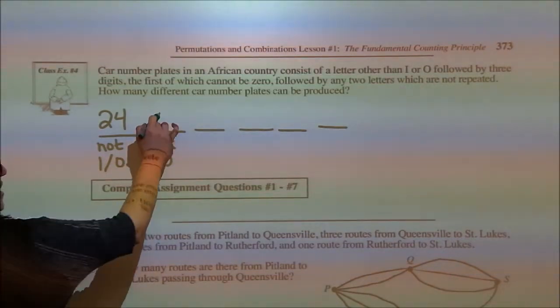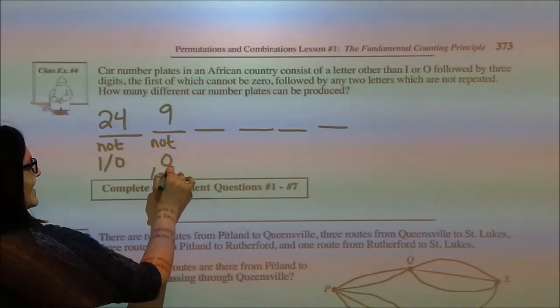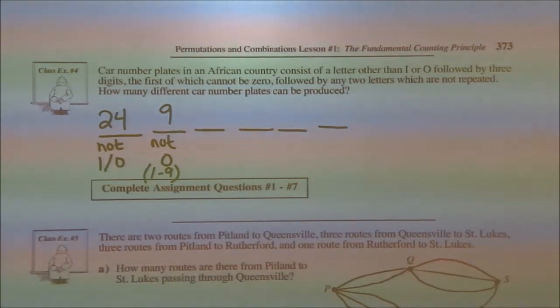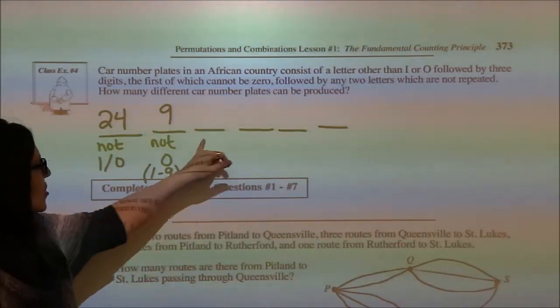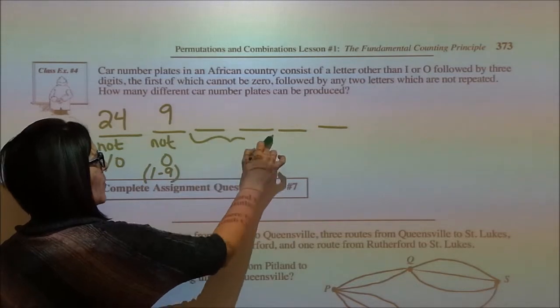9 choices, 1 through 9. I have no idea. Is that just assuming it'd be a single digit? Yes, they're single digits. So then what about the next 2 numbers?